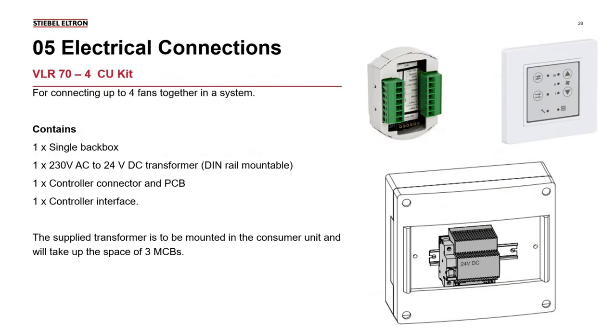If you require more than 2 VLR 70L Trend EU fan units, we offer a kit with 4 fan units, a single back box, 230V AC to 24V DC transformer, and the control interface. The 24V transformer must be mounted in the consumer unit and will take up the space of 3 MCBs on the DIN rail.